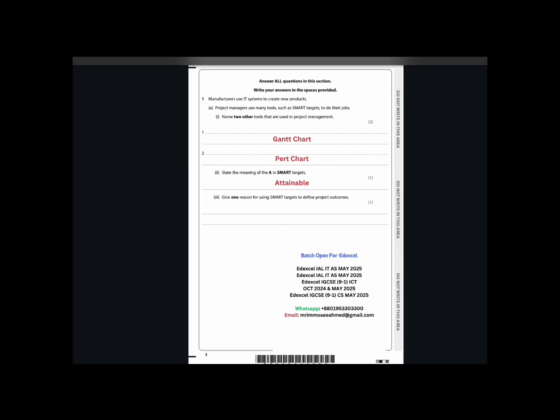And then give one reason for using SMART targets to define project outcomes. So what can be the project outcome when we are using SMART target tools? It must be so that we can complete the task, right? So the answer will be: the criteria and outcome for project success are clearly defined. So that means when we are doing a certain project in an organization, it is a must that whatever you are doing, there is a clearly defined solution or clear requirement of what we have to do, right?